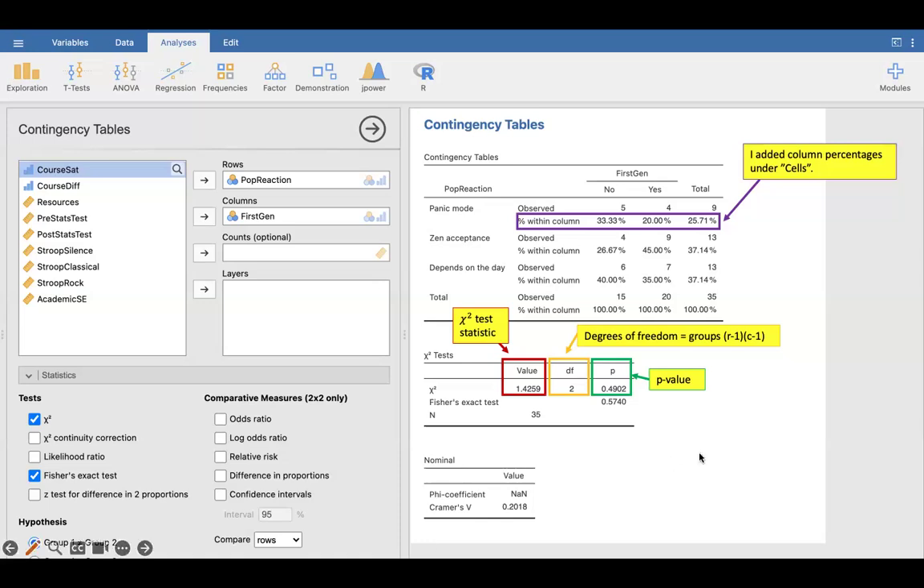Now, I did calculate Fisher's exact test because we had one cell that was expected to be less than 5. And then I also have this Cramer's V down here. So we have a lot of information from this test. In the next video, I'll talk about how to write this in APA style. But essentially, we found no relationship between those variables. We don't see that somebody whose first generation status is more likely to react in panic mode or Zen acceptance, etc.